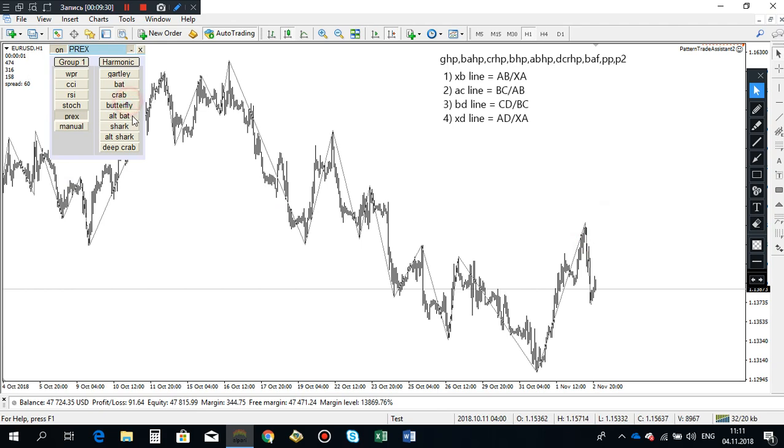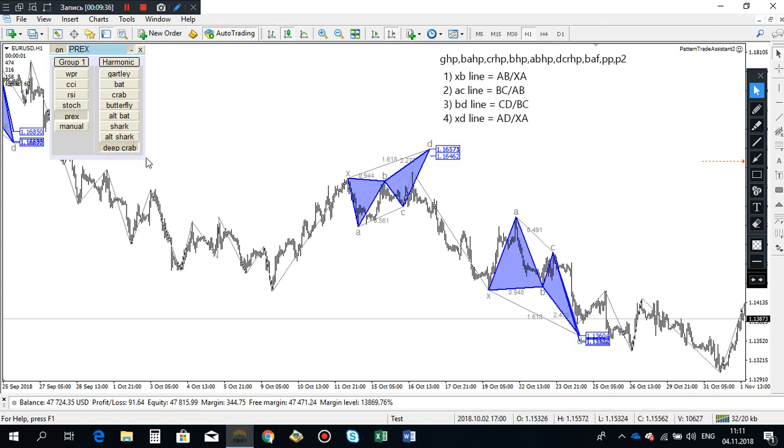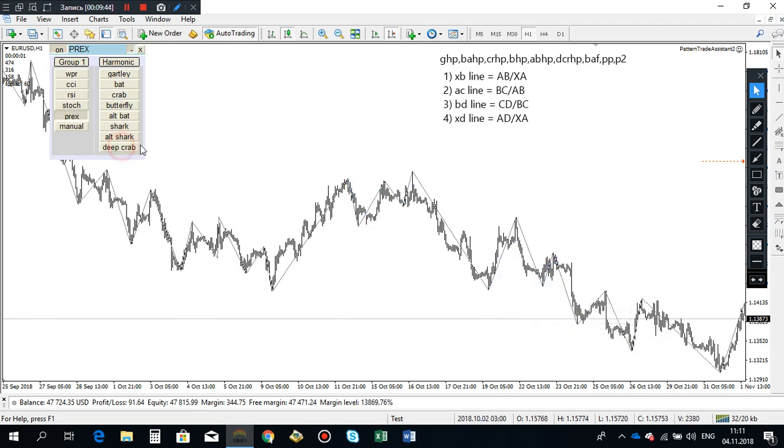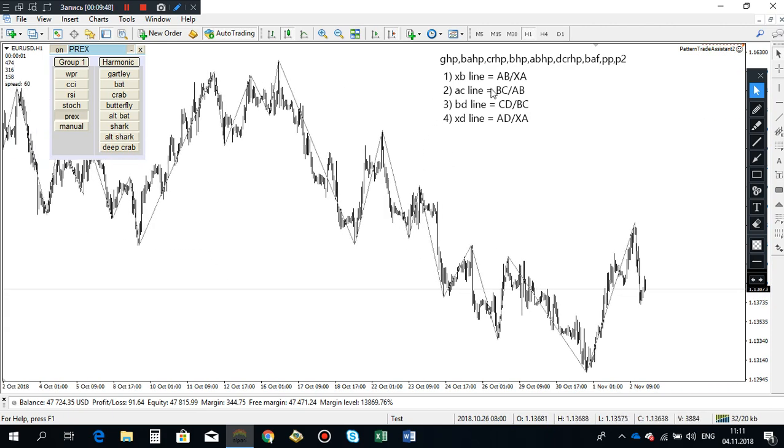Done. Alternative BAT may be needed for you, and deep crab may be needed for you. So the deep crab completion is 1.618 as well, and the B point is greater than 886, and so on. Now let's go into the second group. It will be similar to harmonic patterns, but it has a different calculation.